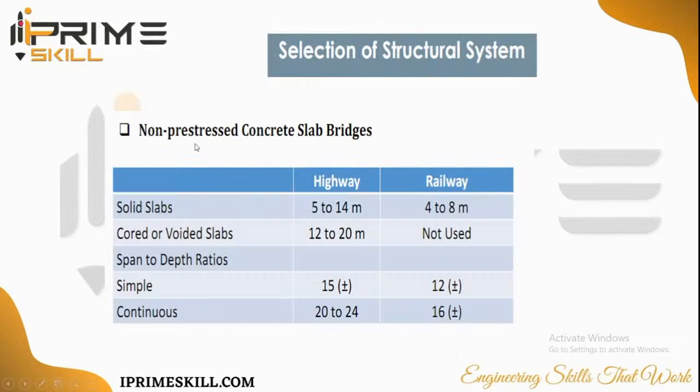Here we have the non-pre-stressed concrete slab bridges. Based on the span, you select what type of bridge you require. There is 5 to 14 meters, then 12 to 20 meters. Span to depth ratios are also considered. For continuous, it is 20 to 24. Solid slabs, 5 to 14 meters if it's a highway. If it's a railway, 4 to 8 meters, a solid slab is enough. These kinds of structural things are required for selection.